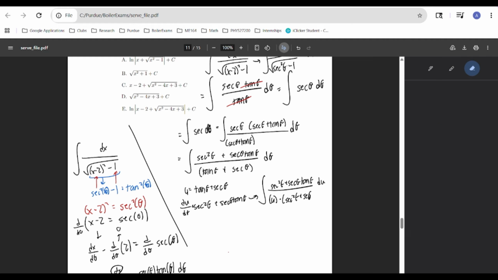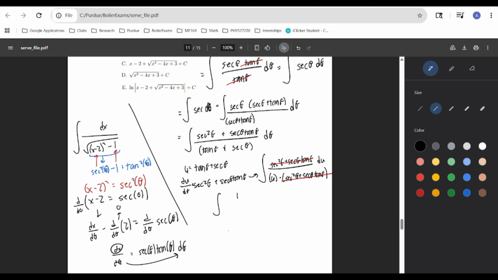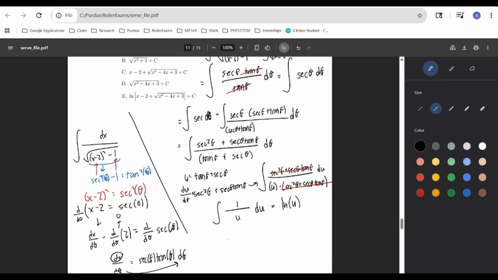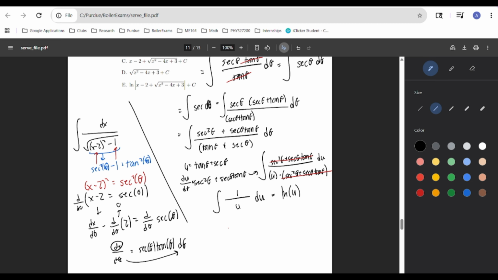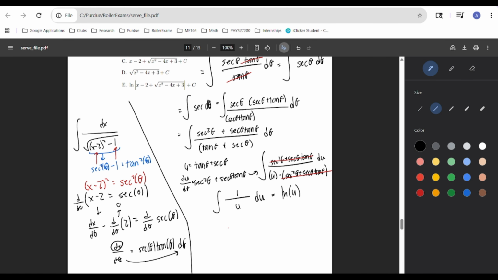Oh my gosh, my handwriting is not in today. Secant squared theta plus secant theta tan theta. These both cancel out, and all we're left with is the integral of 1 over u du, which is obviously just the natural log of u, but now we have to sub in what u is equal to. So let me write this out actually. This would be ln of u, which is equal to tan theta plus secant theta.